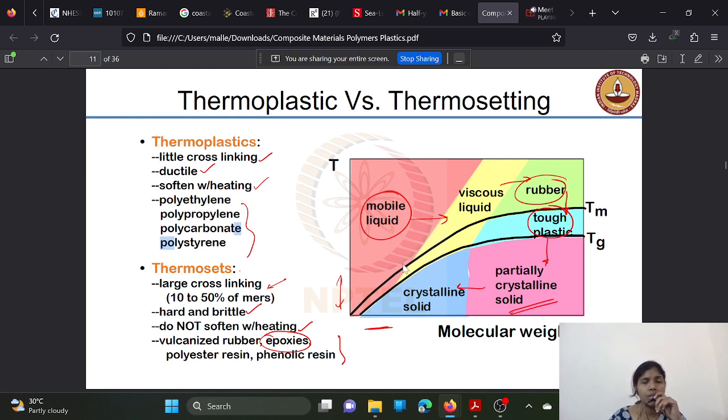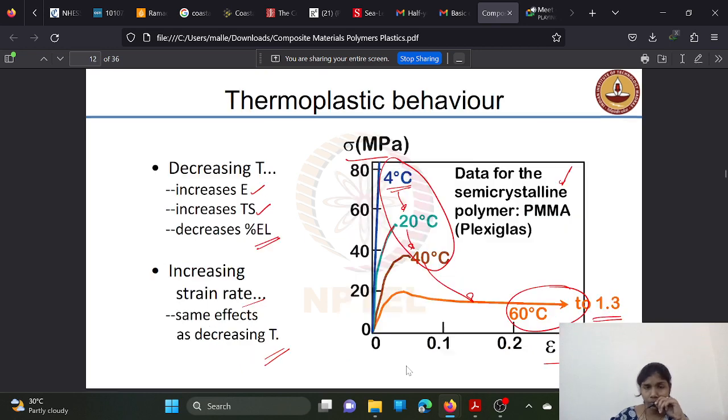and for crystalline solid it is at lower temperatures, and partially crystalline solid is at a bit higher temperatures than the crystalline solid. And between the glass transition temperature and melting temperature you can see a tough plastic here. See, this is thermoplastic behavior. This thermoplastic behavior will also depend on the temperature.